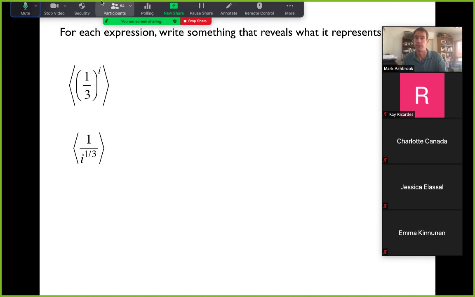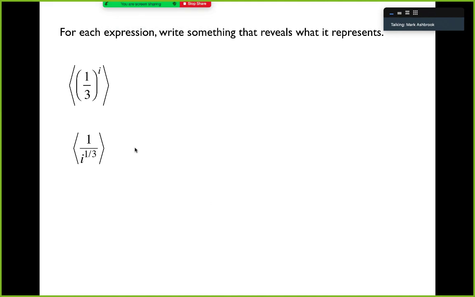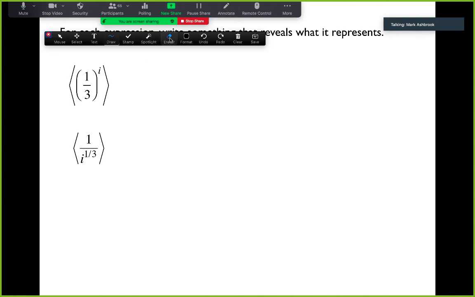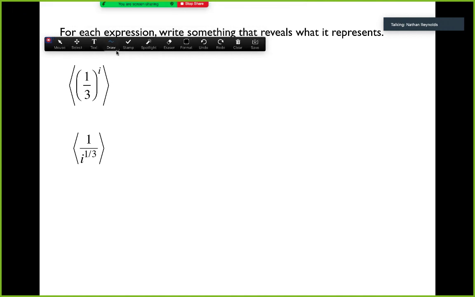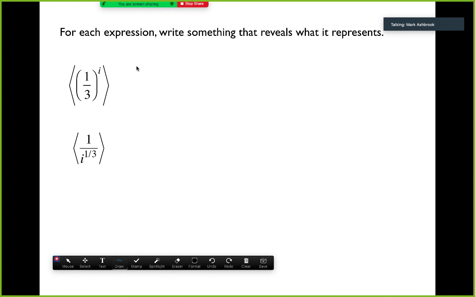So it said for each expression, write something that reveals what it represents. In other words, you see this, think what? The general formula. But what when you see these symbols? Oh, right, a list. So when you see that, this is a list, it's a sequence. So let's write out the list.